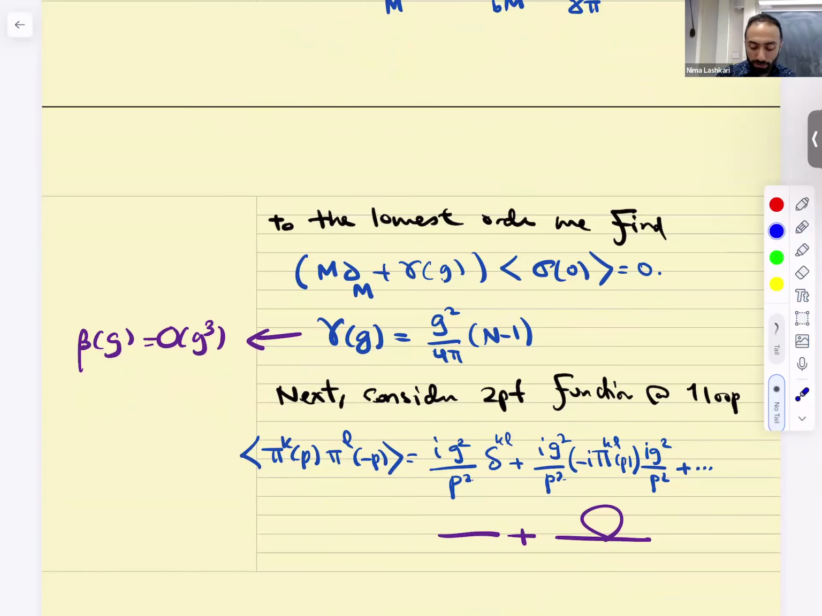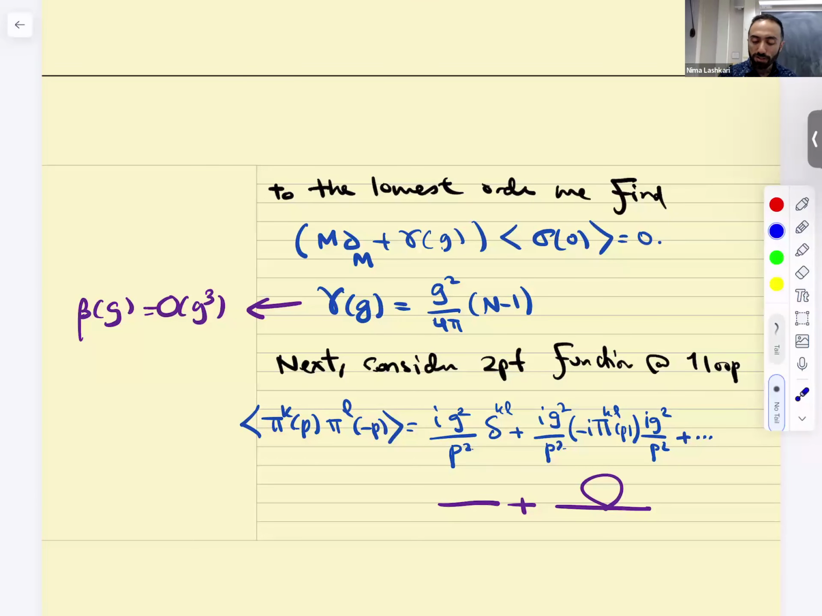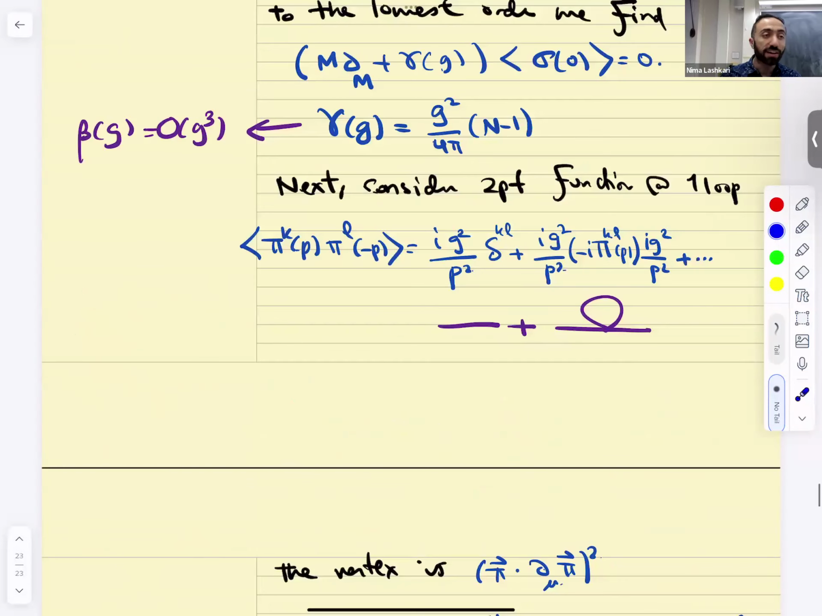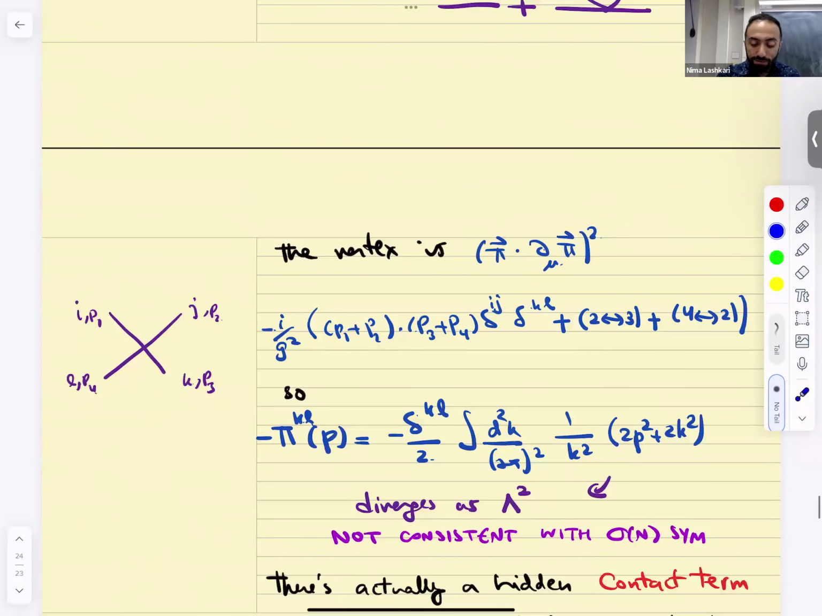If I want to calculate the beta function, I consider the 2-point function at one loop for the pi fields. So here's the standard propagator, and here's the one loop correction. This is the propagator, and this is the self energy. Hopefully you recall that, right? These should be by now familiar. So we have to calculate this vertex in Feynman diagrams. The vertex is due to this interaction. We haven't dealt with this interaction before, but it's pretty easy. Pi dot del_mu pi, squared. This is the interaction, with indices i, j, k, l, pi 1, pi 2, pi 3, pi 4.